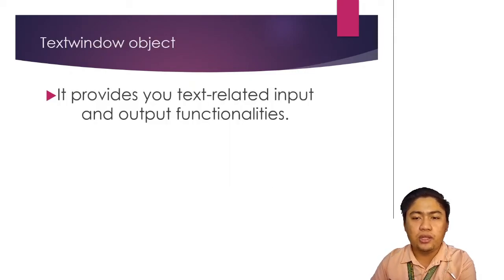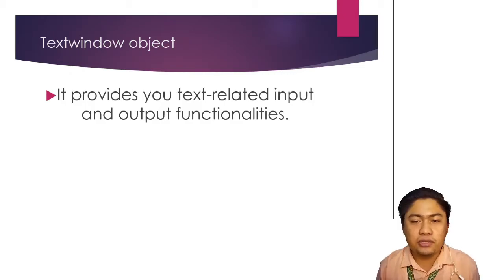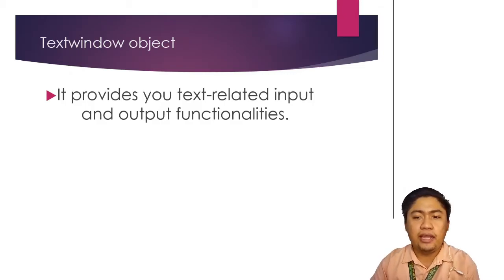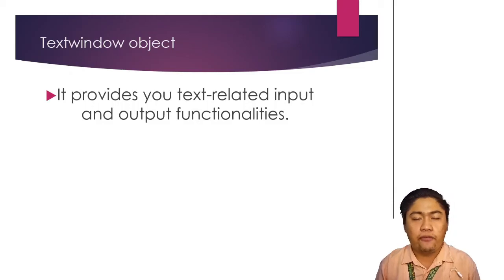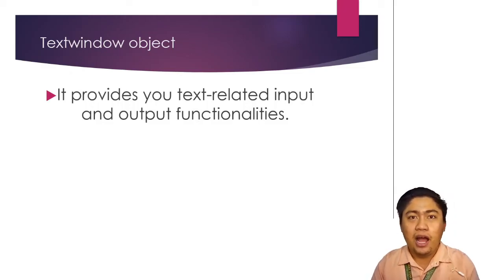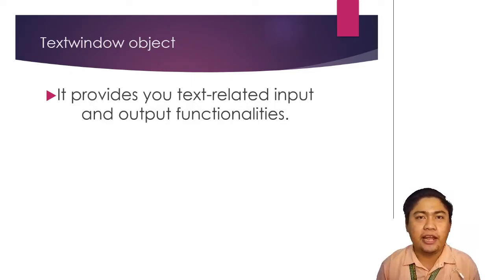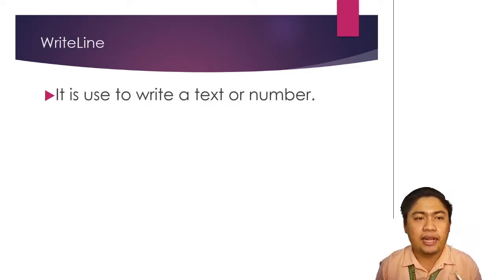Now the text window. The text window provides you text-related input and output functionalities. By using this object, you can write or read some text or number to and from the text-based window. You can change properties like background color, foreground color, and title of the text window object. Now, how are you going to insert a number or text? We will use the write line.